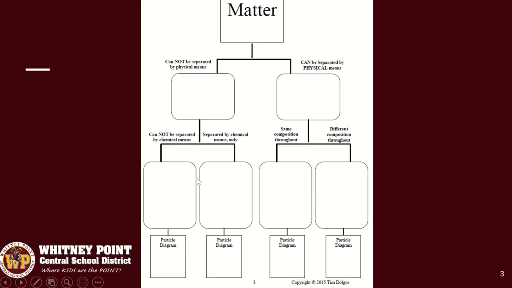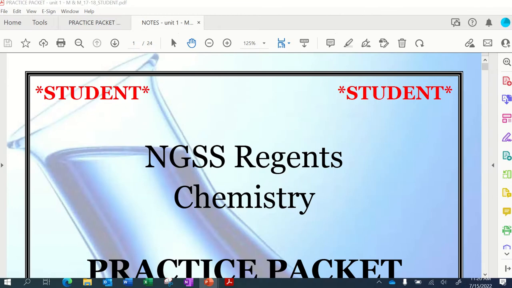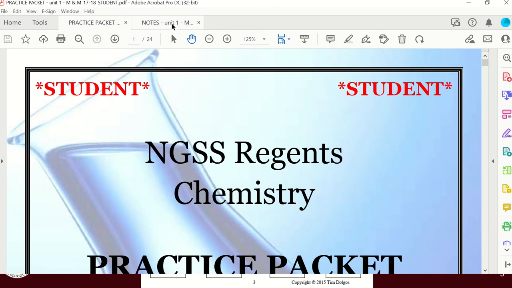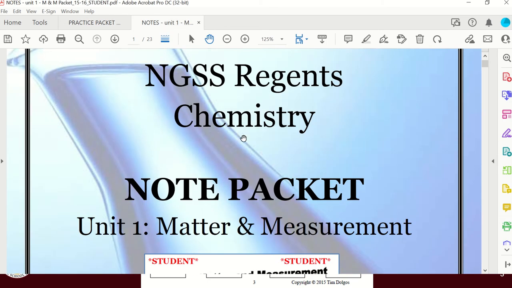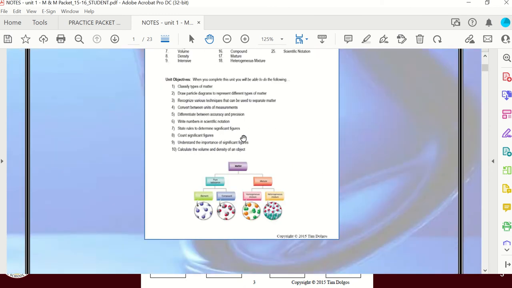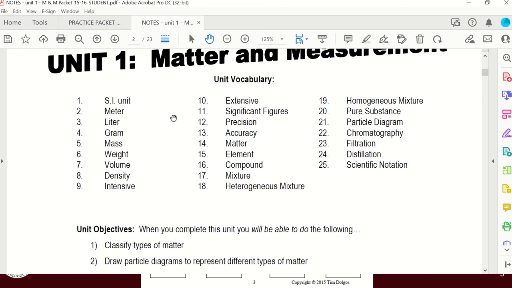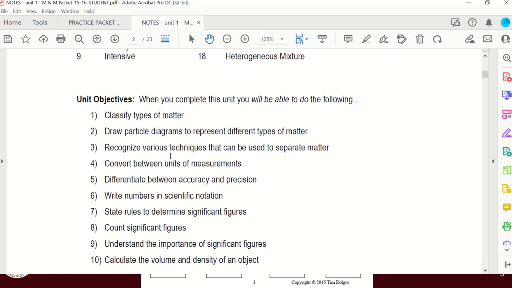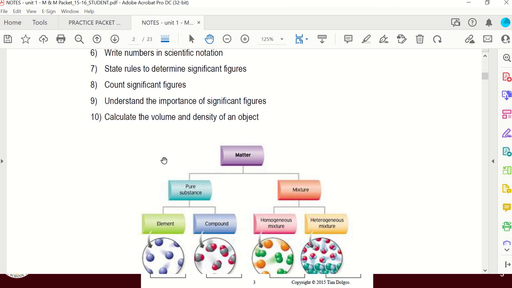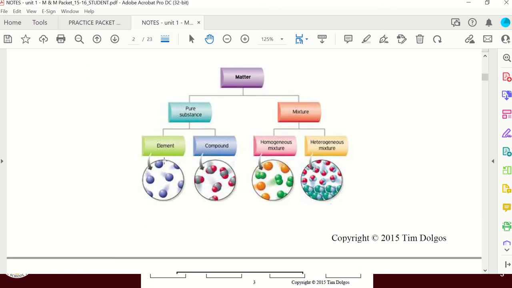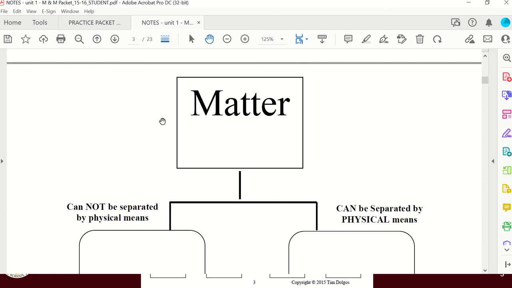We're going to use this in your packet. So first thing I want you to do is open up your packet. That would be your note packet. So it should look just like this. Open up that packet and we'll turn to the first page of notes. You'll see, first of all, a little bit on the packet, you'll see vocabulary that we'll learn throughout the unit, objectives, and a nice diagram of basically everything we're going to go over today. So take a look at that and we'll go ahead and start taking notes here.